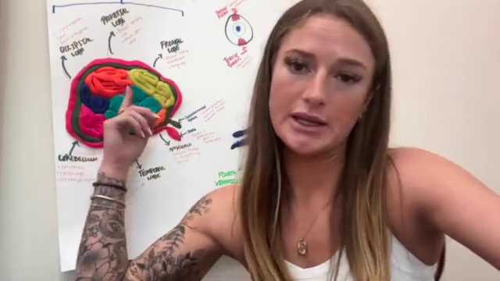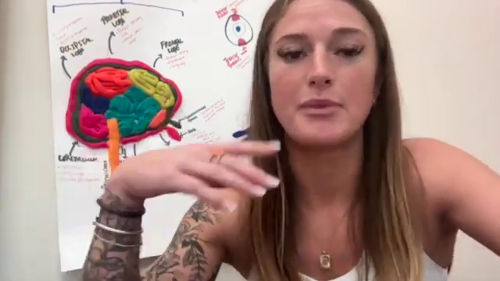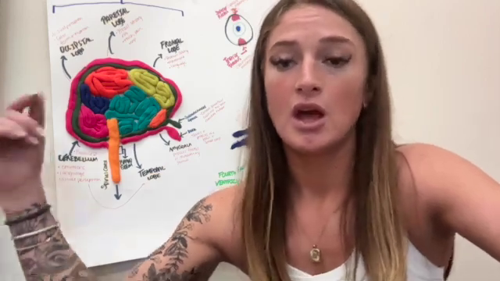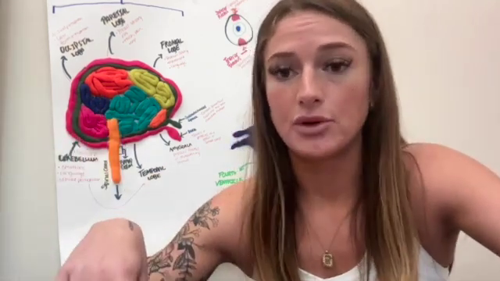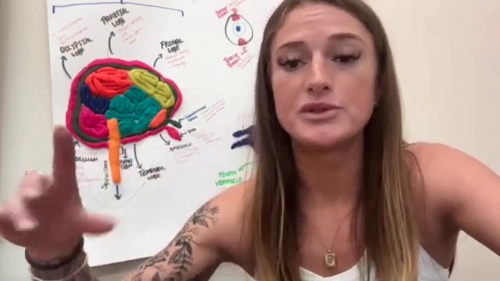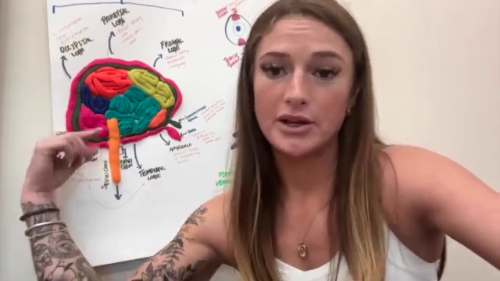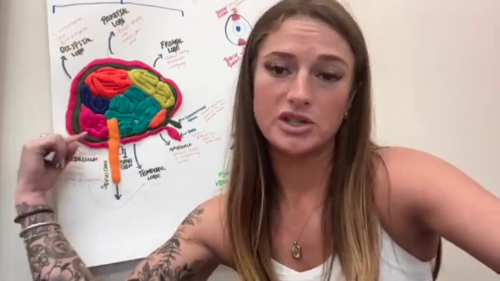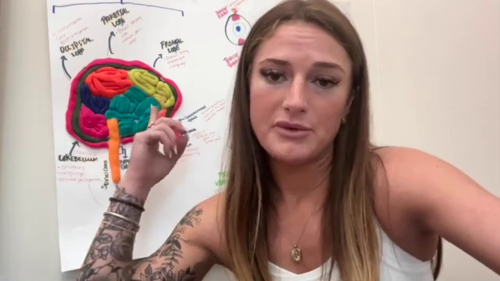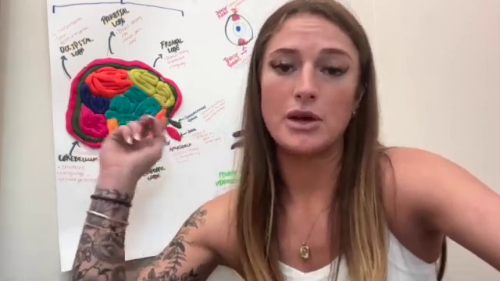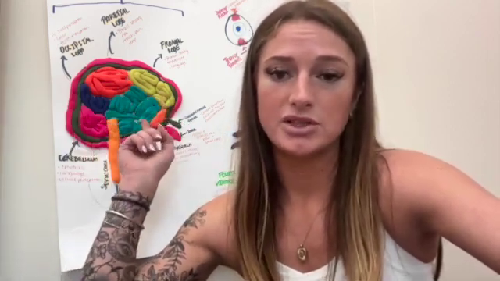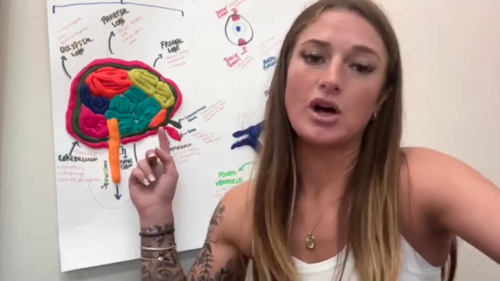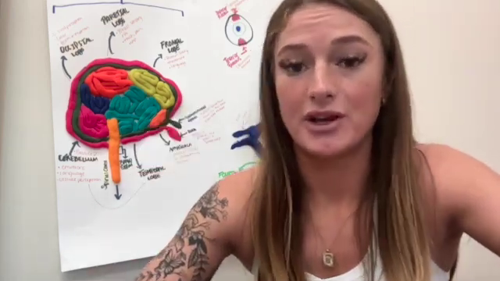The parietal lobe right here is in charge of sensory information like pain, touch, and temperature. Right here in blue, we have the occipital lobe, which is in charge of visual cues, form, and color. Right here at the bottom, we have the cerebellum, which is in charge of balance. Right here we have the temporal lobe, which is in charge of emotions, language, and motor functions. And right here we have the amygdala, which is in charge of sensing danger and fear.